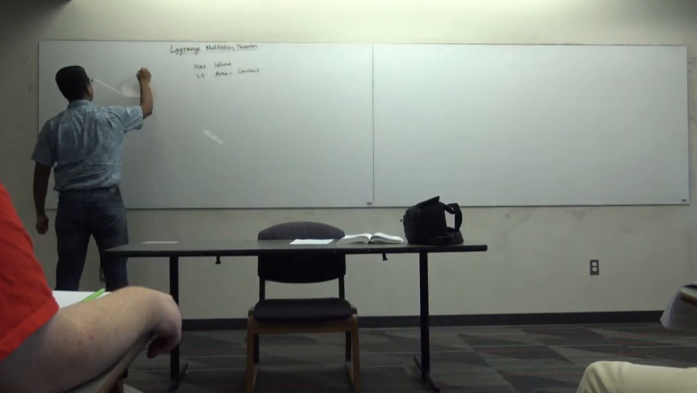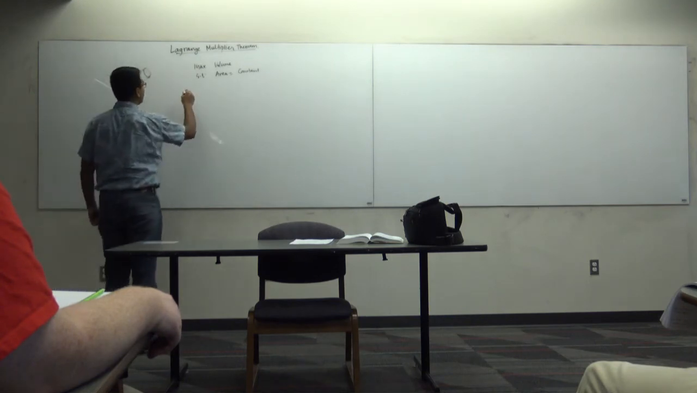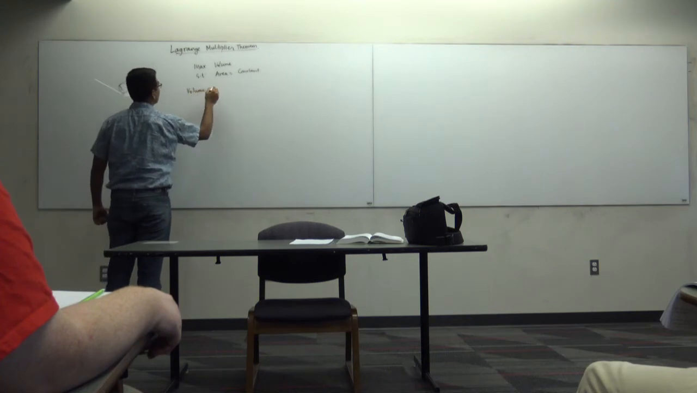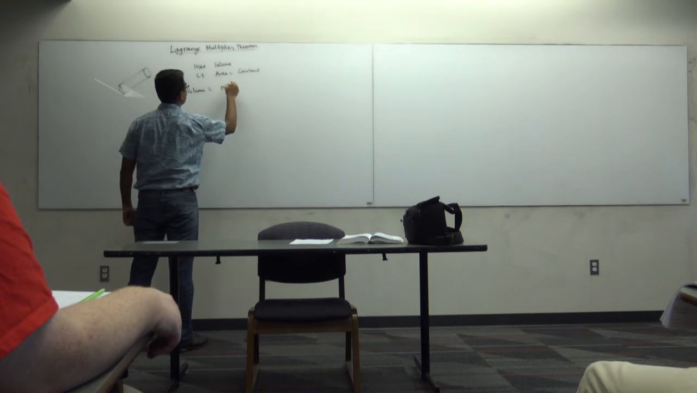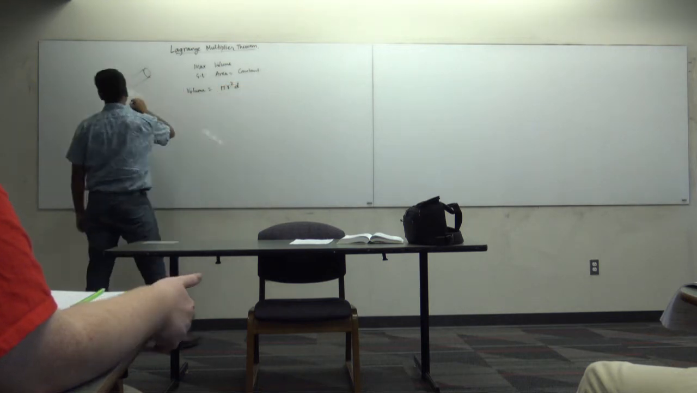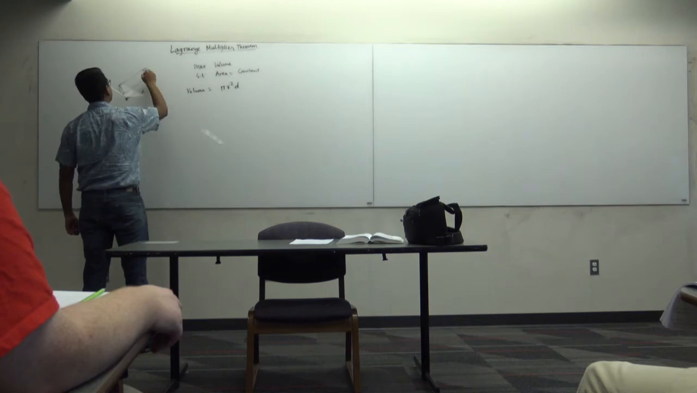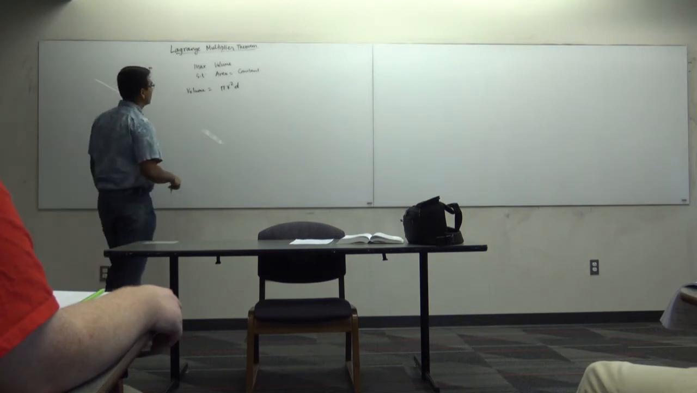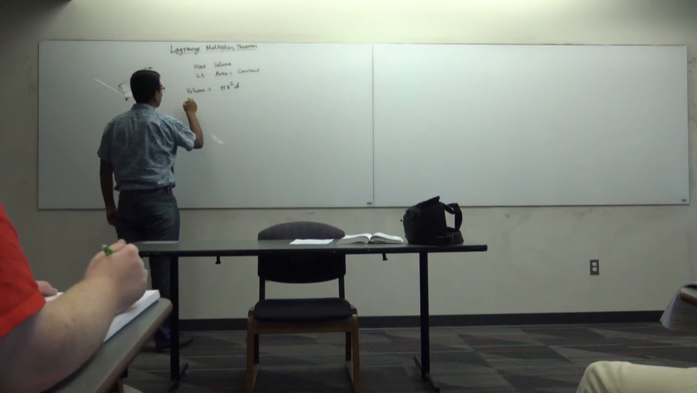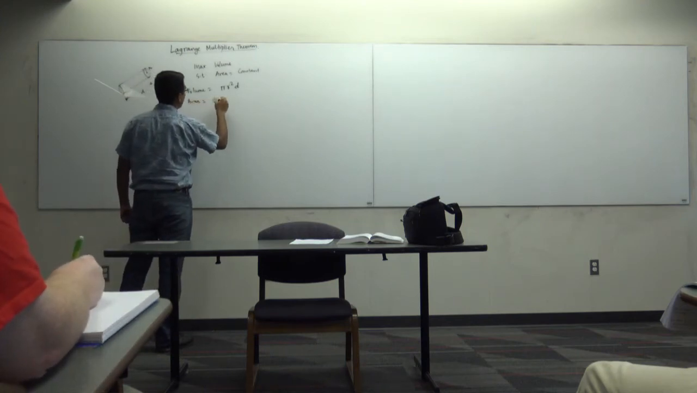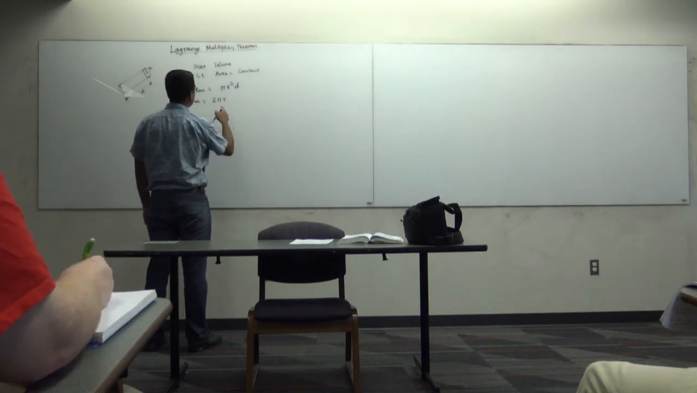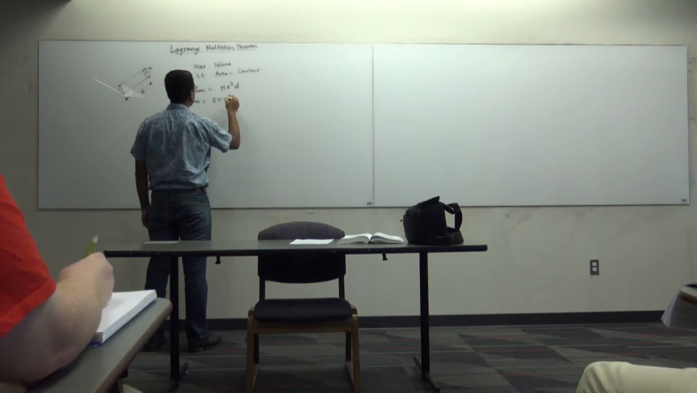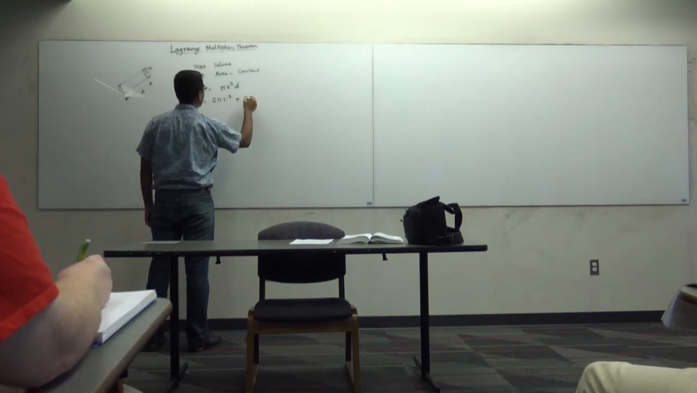So I have a cylinder. Can someone tell me what the volume is? It's greater than... D. You want to call it D? D, and this is my R, radius. So the volume is pi r squared d. The area is 2 pi r squared plus 2 pi r d.